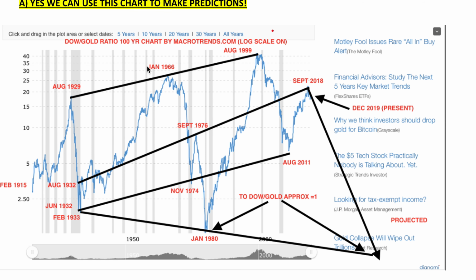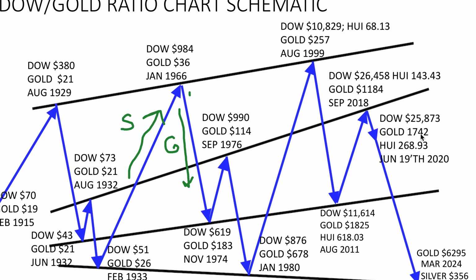I'll go over here just briefly. This is the Dow Gold ratio, and it goes up and down, and this is the last leg of it right here, and it's going down. We're just looking at stopping at the present day. This is an old slide that I used in the first video, but today's date is Friday, June 19th, when this data is taken.